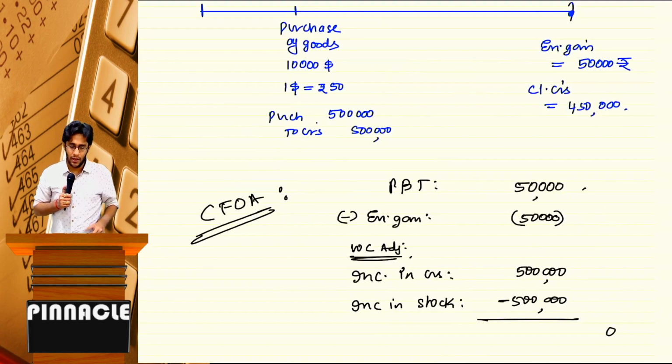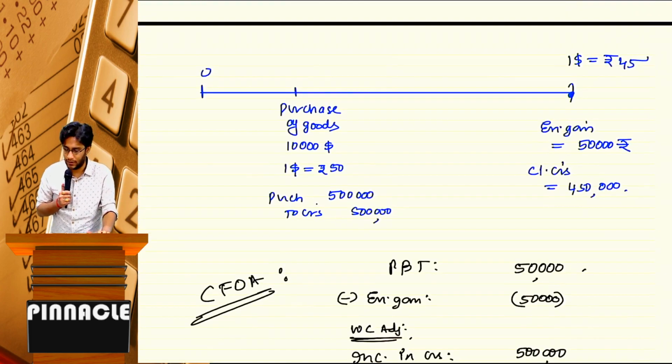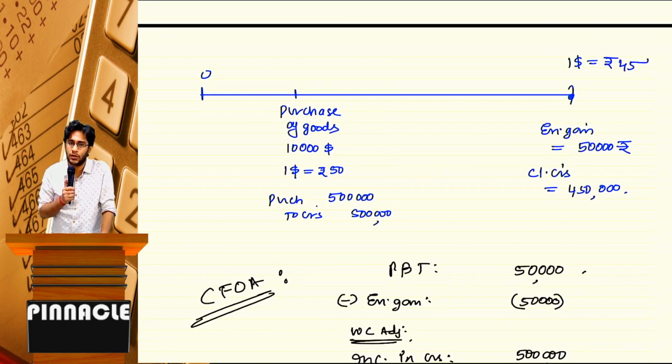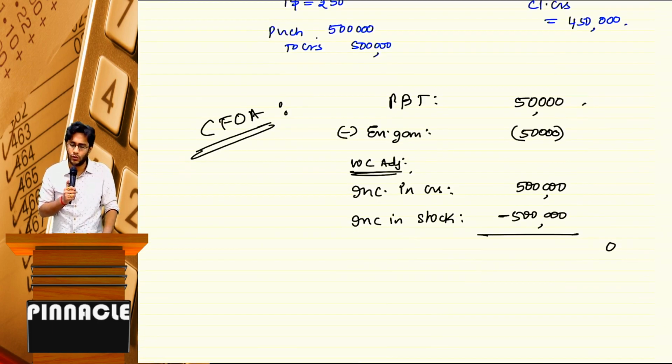Go back. Watch this data very clearly. You purchased goods worth how much? 5 lakhs. Exchange rate at the time was 50 rupees. At the end of the year, the exchange rate became 45. What did you do? Exchange gain of 50,000 you booked. That also became a gain in your P&L. Closing creditor has become 4,50,000. You told that PBT is 50,000, and a 50,000 exchange gain is there. That is unrealized, so we will remove it. Okay, remove it.